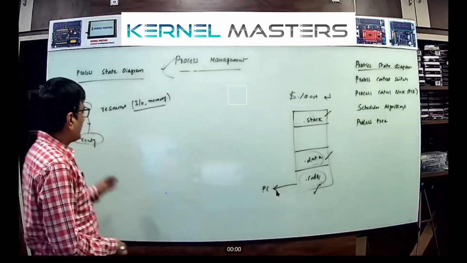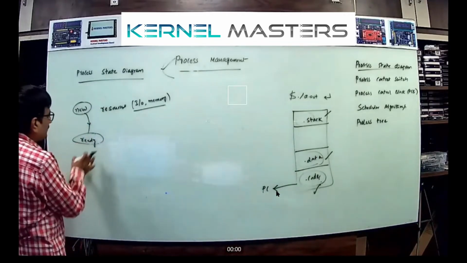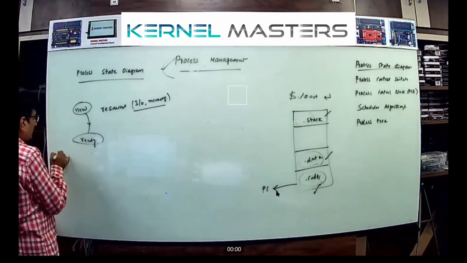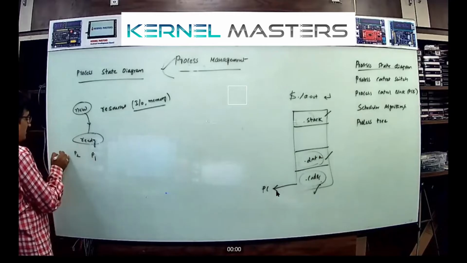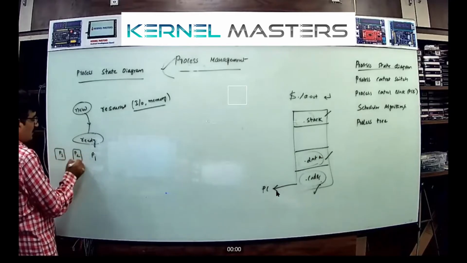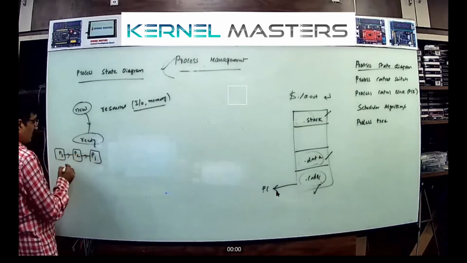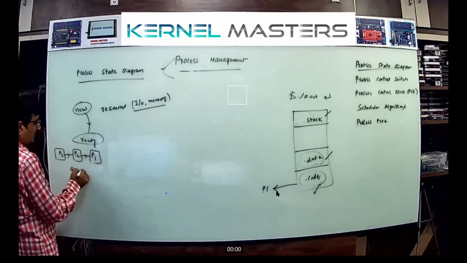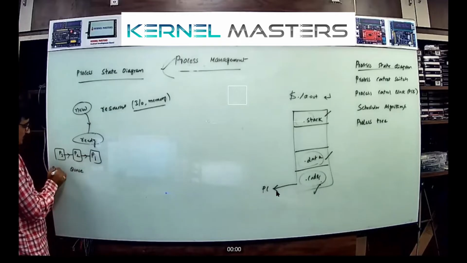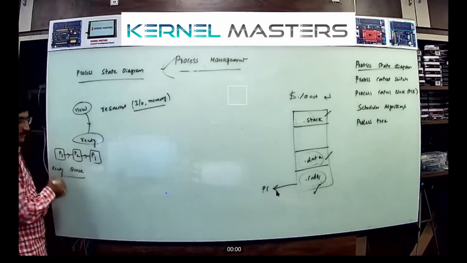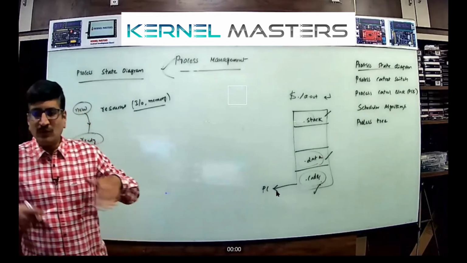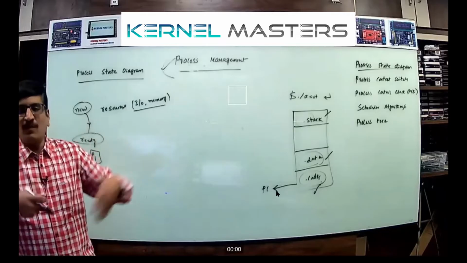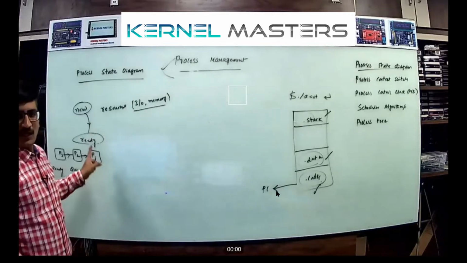Because in the ready state, many processes are on the line actually: P1, P2, P3, so many on the line, because we are not maintaining only one process. We maintain a queue, called the ready queue. The user can run multiple programs, so P1, P2, P3 are all maintained in the ready queue.